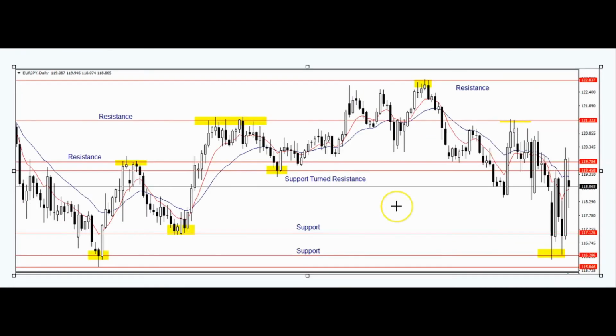Here we have the Euro Japanese Yen. This is one of the crossover pairs that's on my watch list. My bias on this pair is bearish. As you can see here, we have long-term resistance up here at 122.837, thereabouts. We have resistance here at 121.323, again, or thereabouts. We have resistance here.